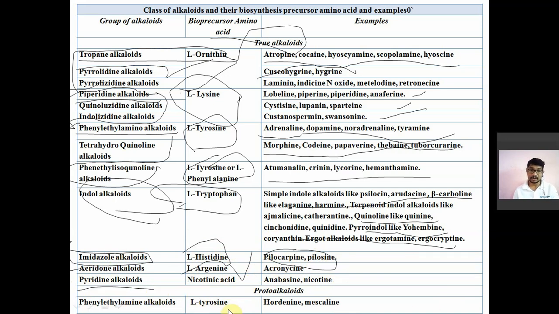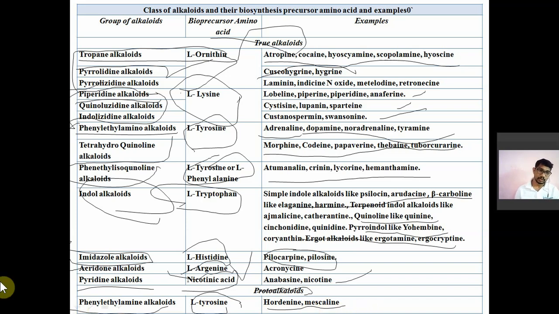Pyridine type of alkaloids are biosynthesized from nicotinic acid. For example, anabasine and nicotine. Then protoalkaloids, also known as amino alkaloids. Protoalkaloids are called amino alkaloids, and they are biosynthesized from phenylethylamine, which is biosynthesized from L-tyrosine. Phenylethylamine alkaloids or protoalkaloids or amino alkaloids are biosynthesized from L-tyrosine. For example, hordenine, mescaline, ephedrine.